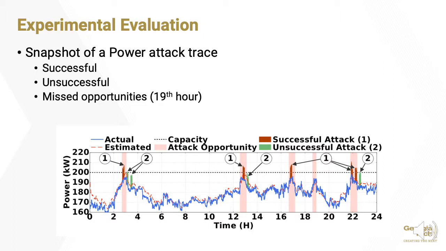It also shows missed opportunities. For example, around hour 19, there's an estimated high demand of power, but an attack has not been performed. So this is a missed opportunity for the attacker to overload the power system and create an outage.